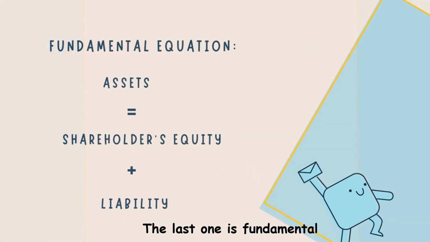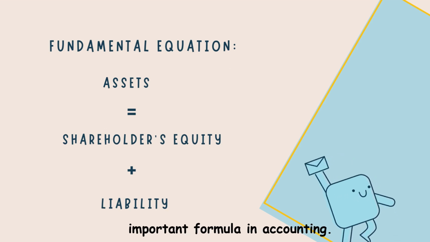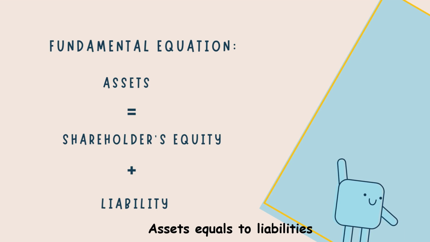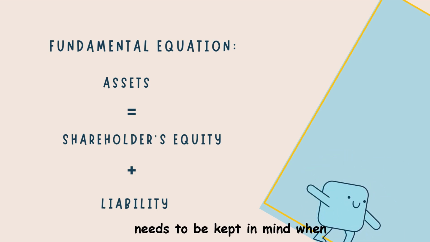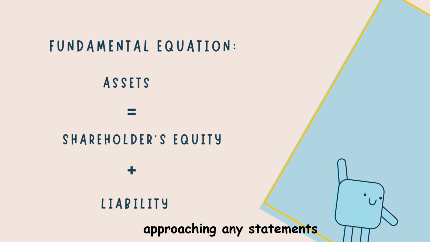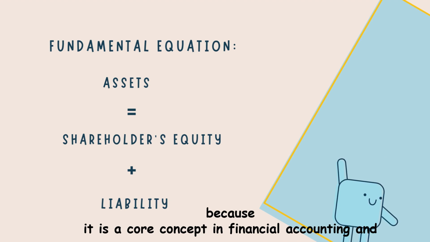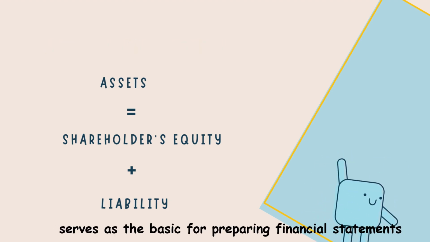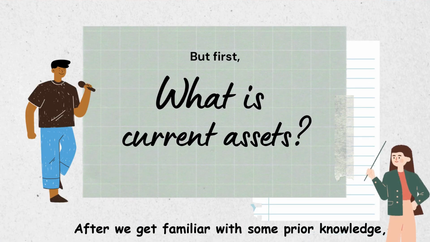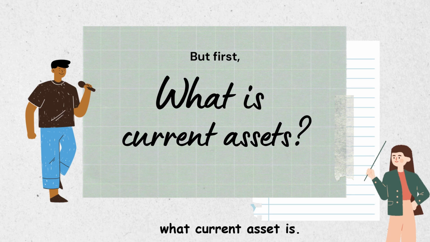The last one is the fundamental equation. It's a basic as well as an important formula in accounting. It's assets equal liabilities plus shareholders' equity, which needs to be kept in mind when approaching any statements because it is a core concept in financial accounting and serves as the basis for preparing financial statements. After we get familiar with some prior knowledge, we can start with today's topic of what current assets are.